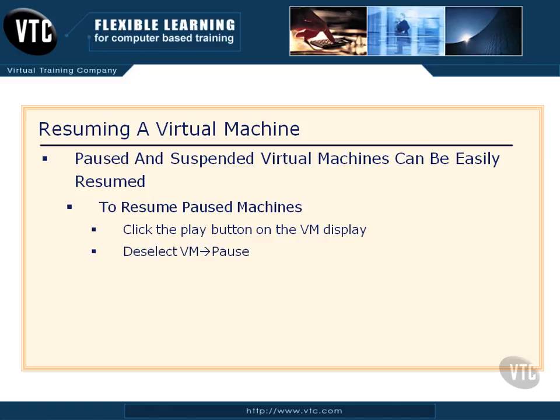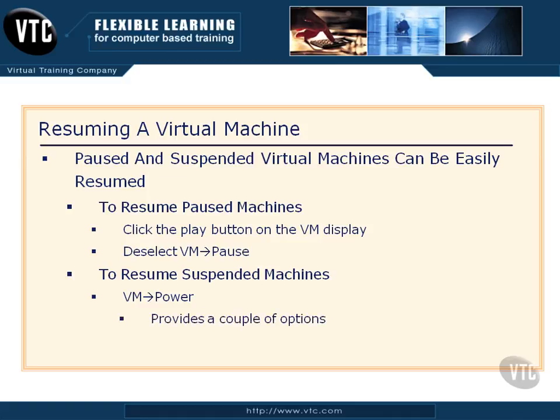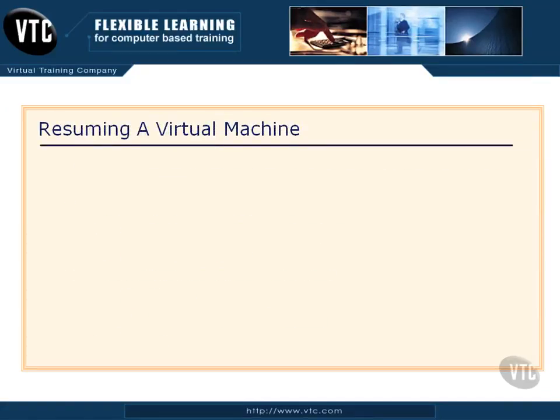Or you can just go into the VM menu item in Workstation and just uncheck the pause. That's a little toggle switch. I'll show you that in just a minute. Now when we start to think about resuming suspended machines, the plot thickens just a bit, and I'll talk about some of the options. We can go to the VM menu item and choose power and see our options. There's going to be a couple of them there, or we can just click on the toolbar. Now, like everything else here, if we just click on the toolbar, it gives us a default, or we can get the drop down and see those options.